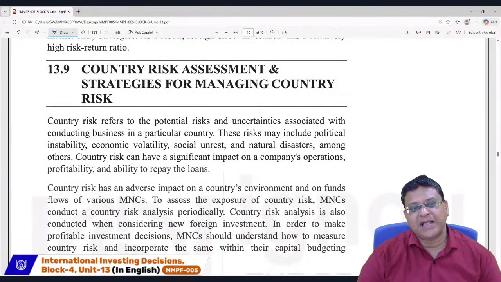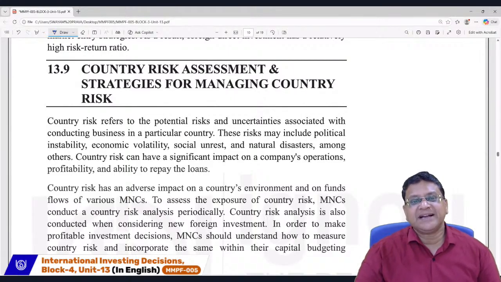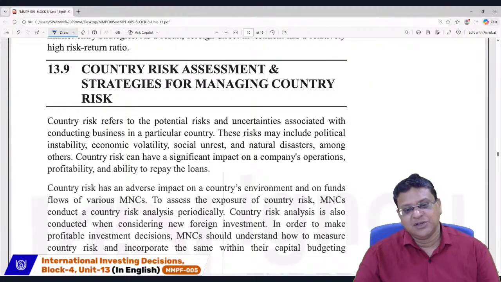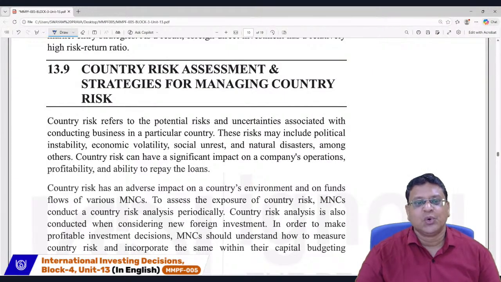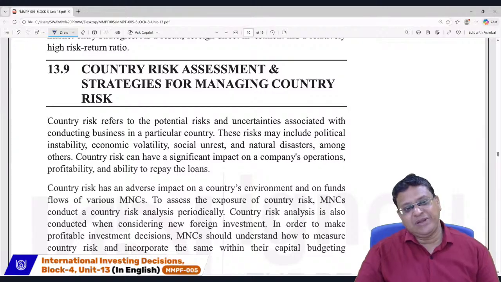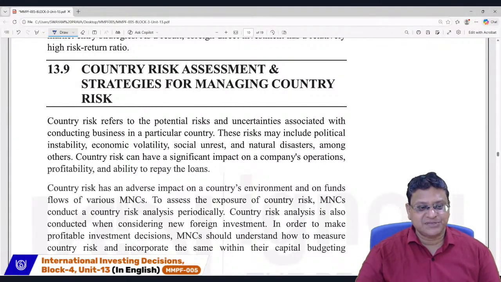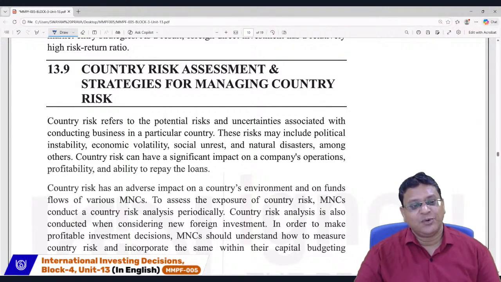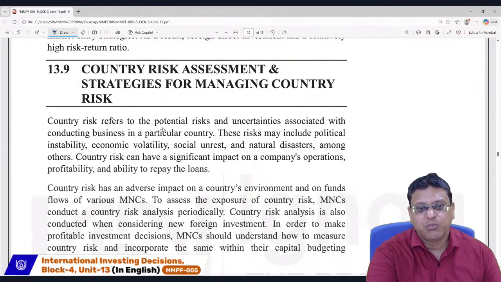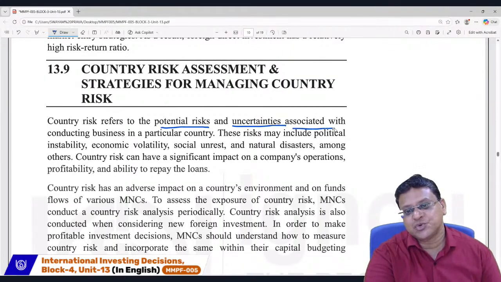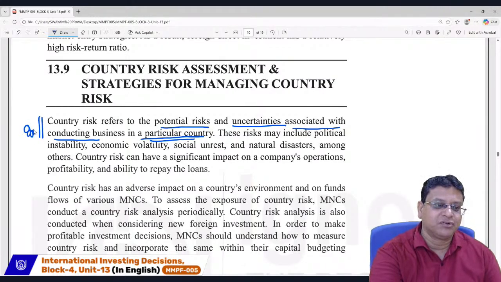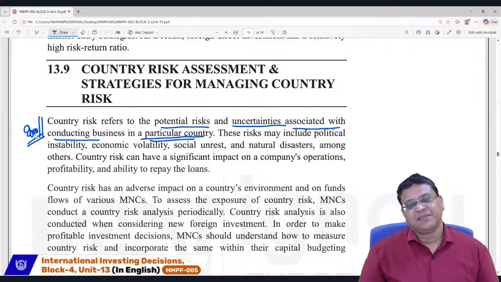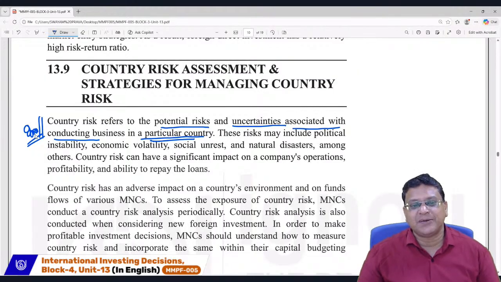Next, we will discuss a concept known as country risk assessment and strategy for managing country risk. Whenever there is foreign direct investment, each such investment is subject to country risk. There is a unique risk attached with foreign direct investment. That risk is known as country risk. What is country risk? Country risk refers to political risk and uncertainties associated with conducting business in a particular country. It is the risk of running business in a country.